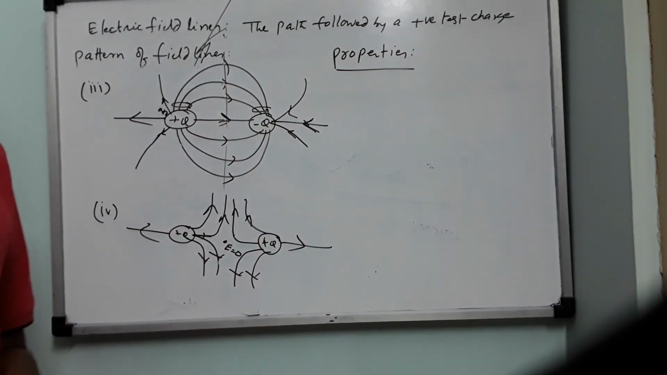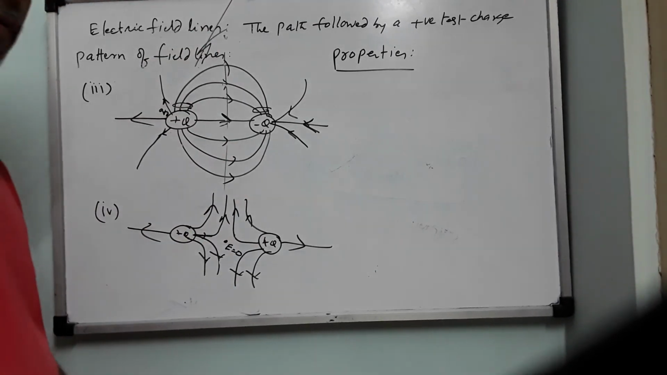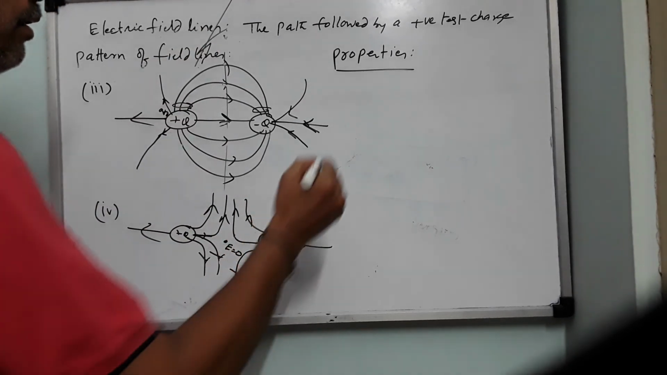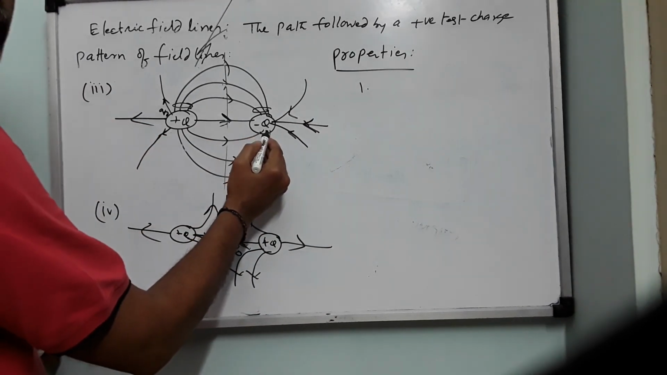Some 4 to 5 properties have been enlisted as far as electric field lines are concerned. Number 1, electric field lines start from positive charge and end at a negative charge.